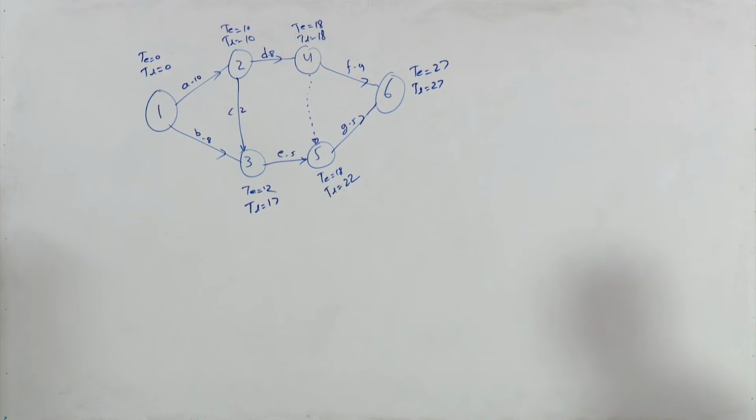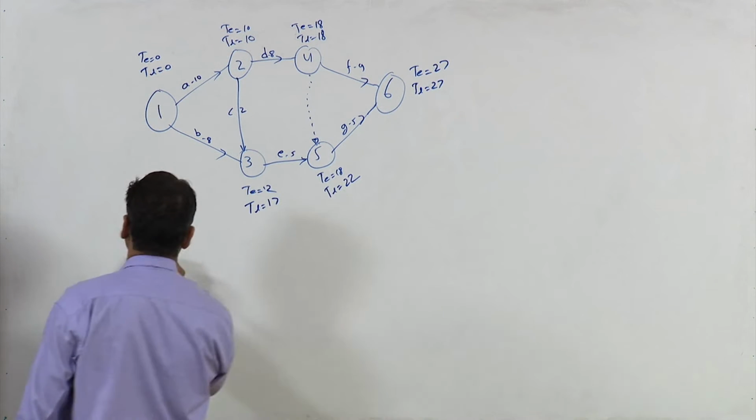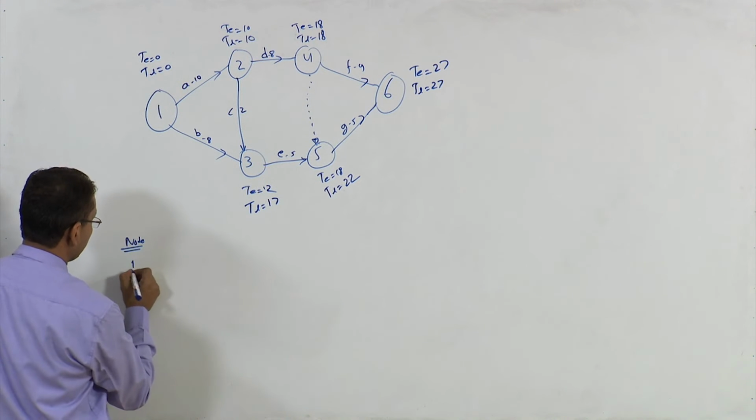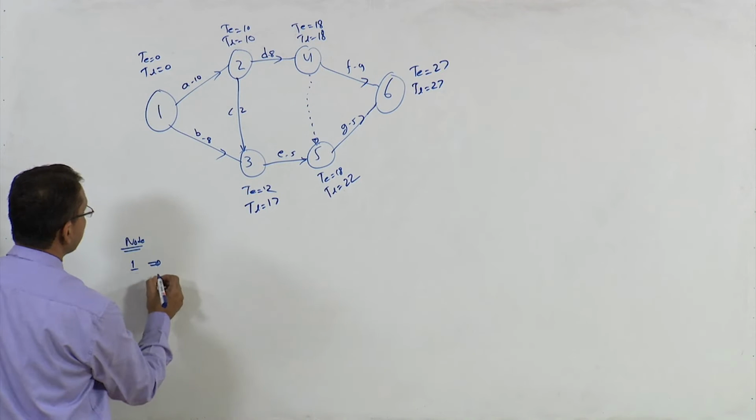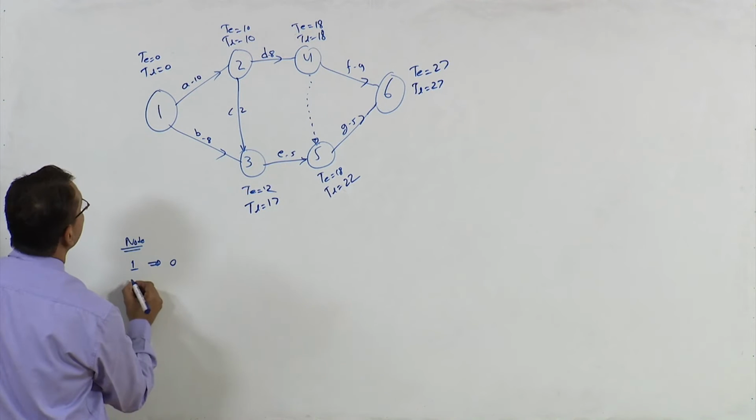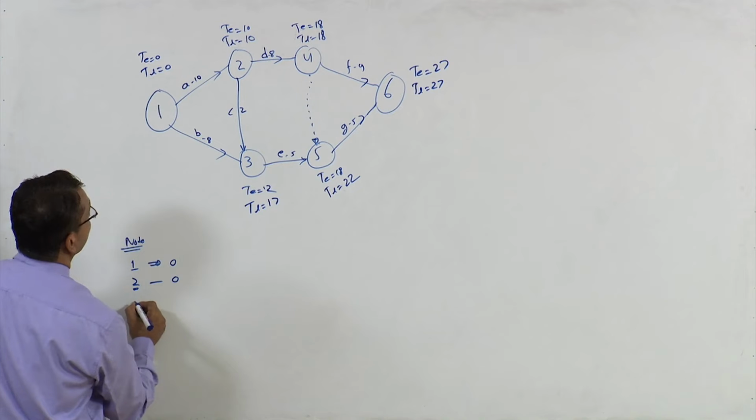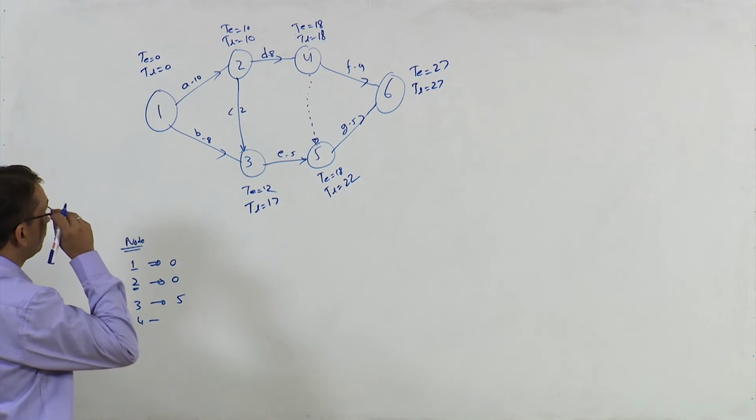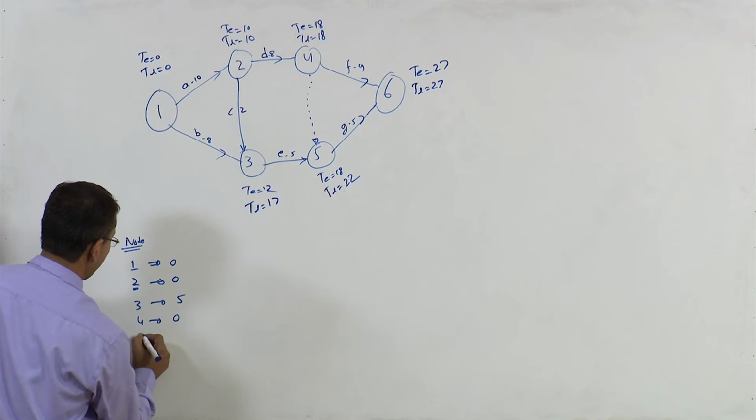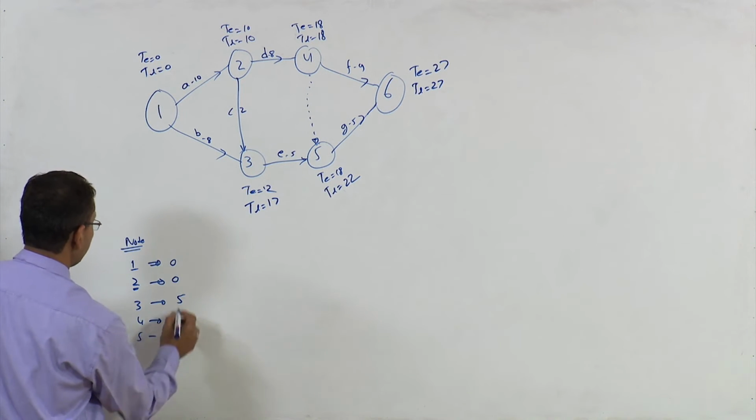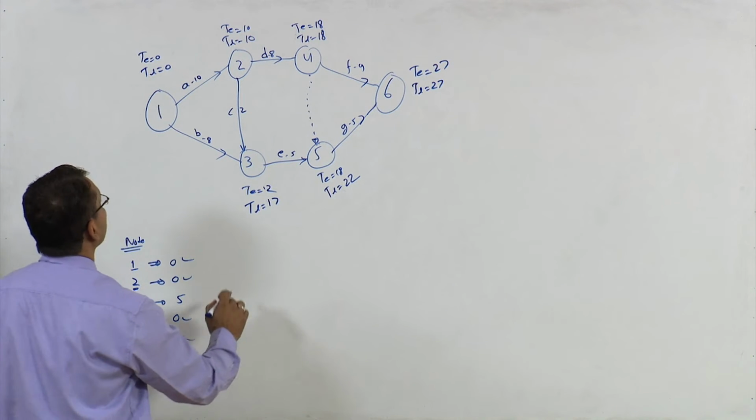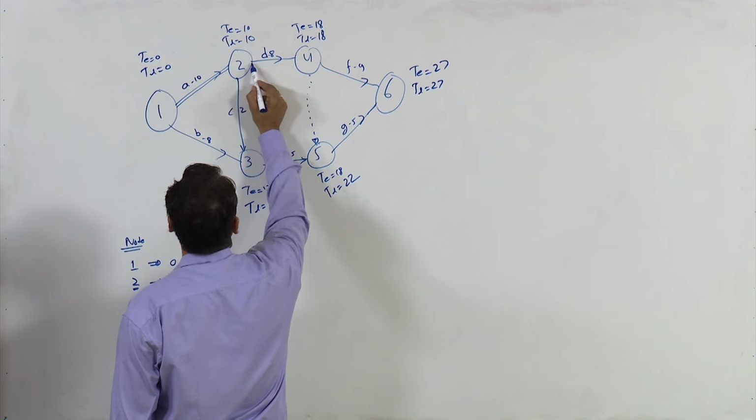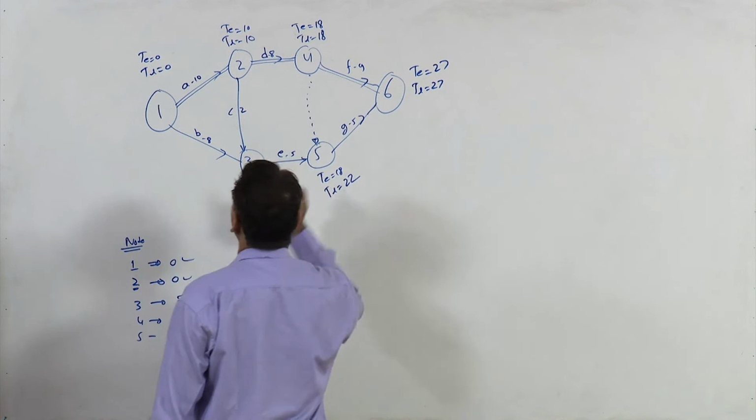Now if you look at all these nodes, at node 1 the slack is 0. At node 2 slack is 0. Node 3, what is the slack? It's 5. At node 4 slack is 0, and node 5 slack is 0. So 1, 2, 4 and 5, this is your critical path.